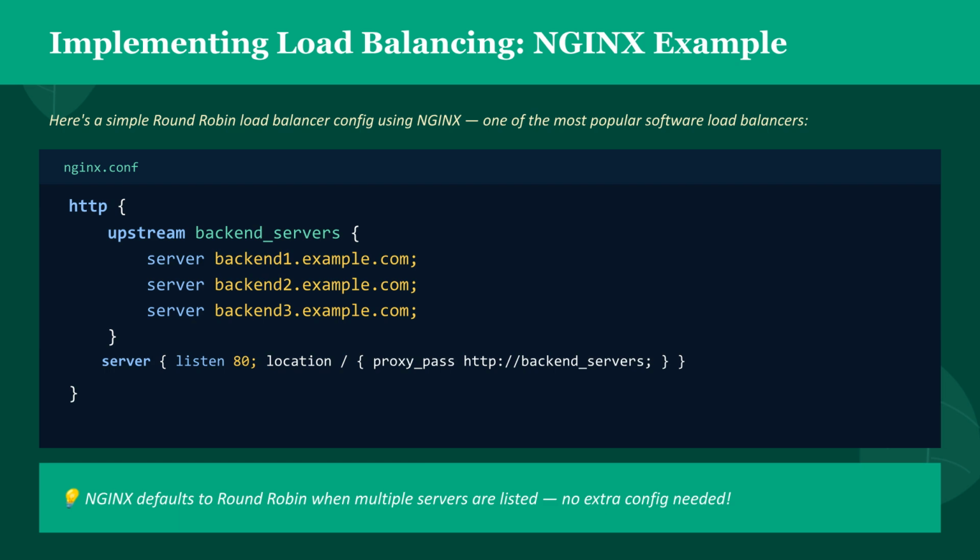A common example of software load balancing is using NGINX. A simple configuration for a round-robin load balancer requires defining an upstream group of backend servers, then using a proxy path to direct client traffic to that group. NGINX automatically defaults to round-robin with multiple servers.